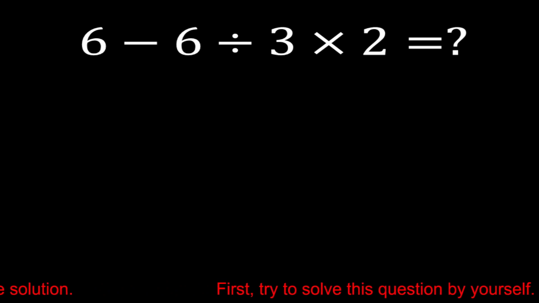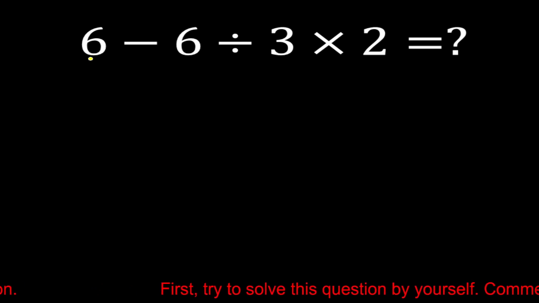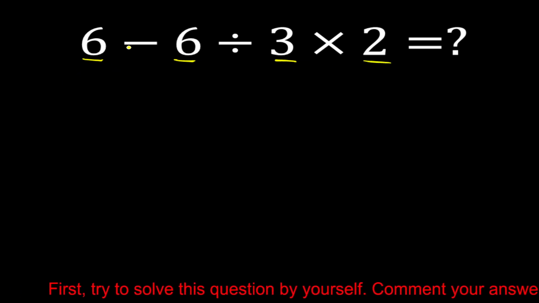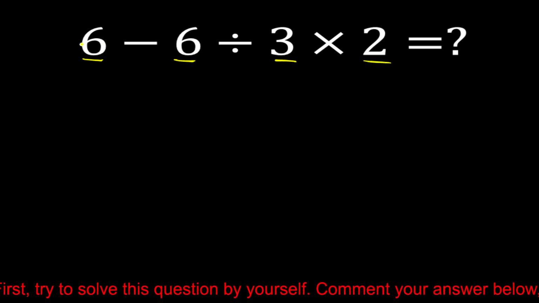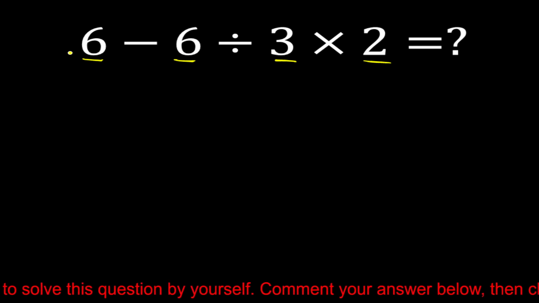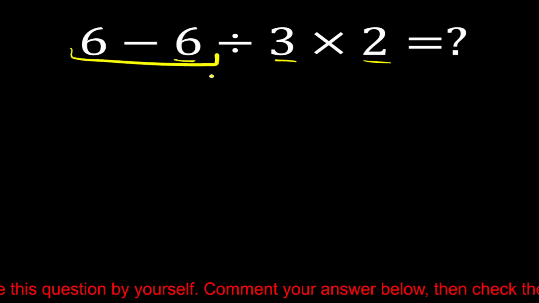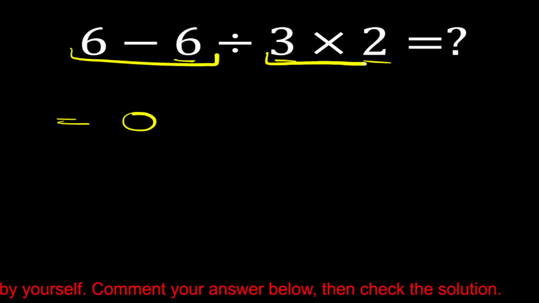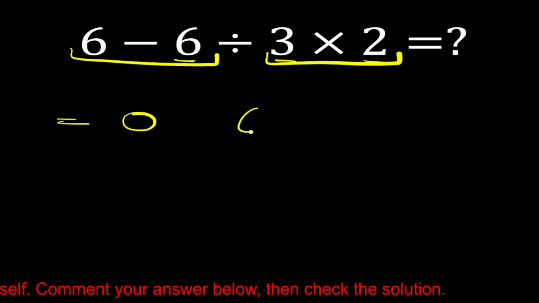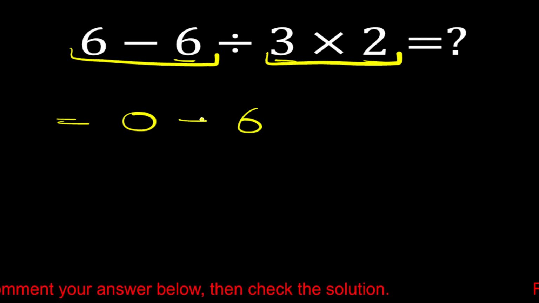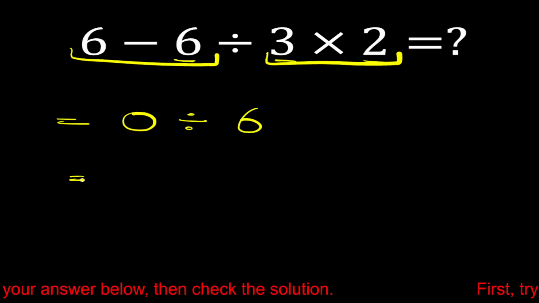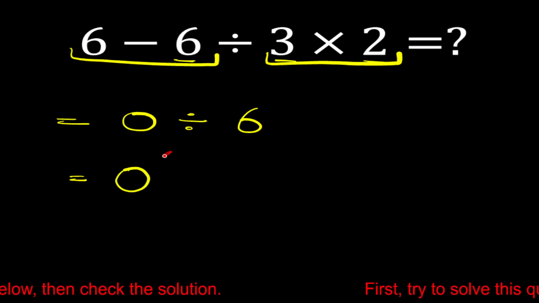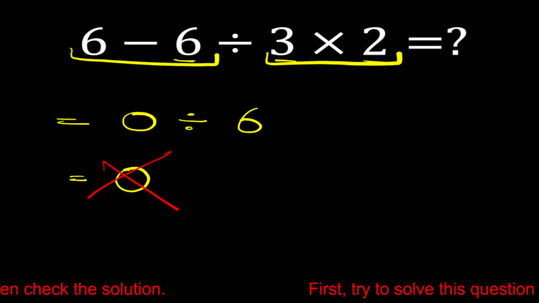So here we have a question: 6 minus 6 divided by 3 multiplied by 2. Most people see this question and make a mistake. They solve it like this: 6 minus 6 is equal to 0, then 3 multiplied by 2 is equal to 6. Now 0 divided by 6 is equal to 0. But this answer is not correct. This answer is completely wrong.